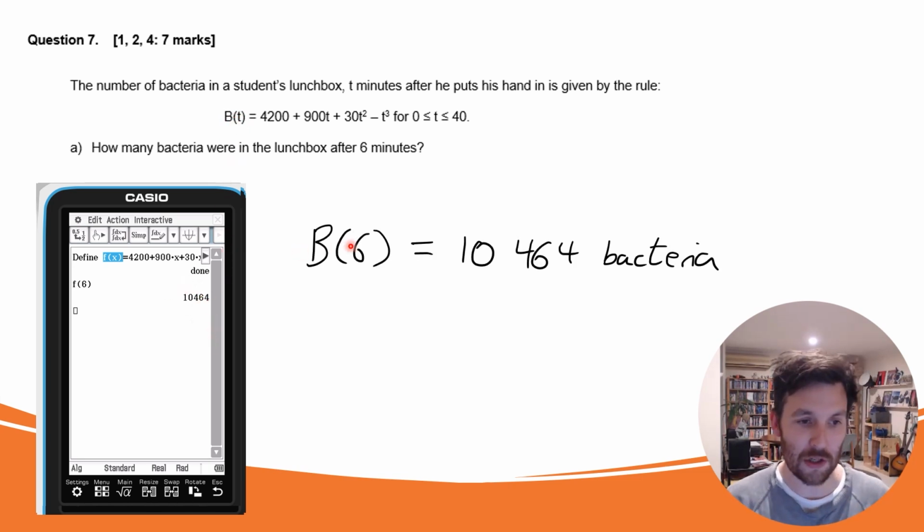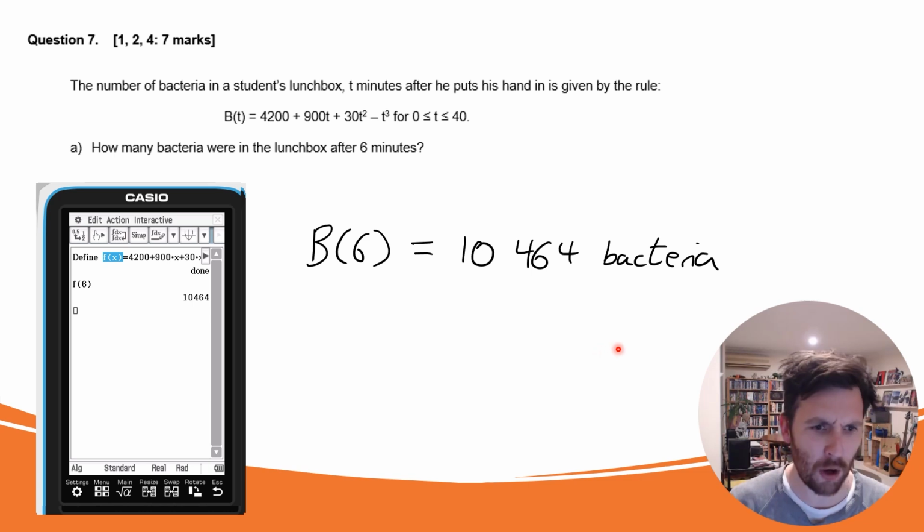10,464. So then your actual answer to this question is b of 6 equals 10,464 bacteria. So that's worth 1 mark. We get 1 mark for answering that. Hooray, go us. Moving on to the next question.